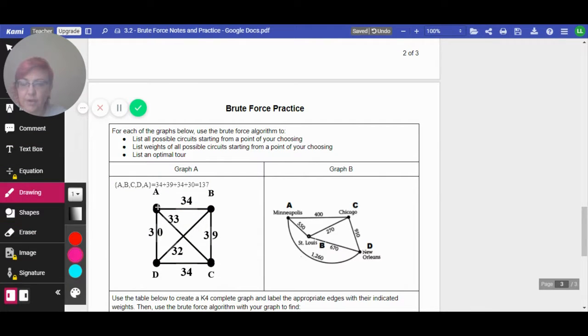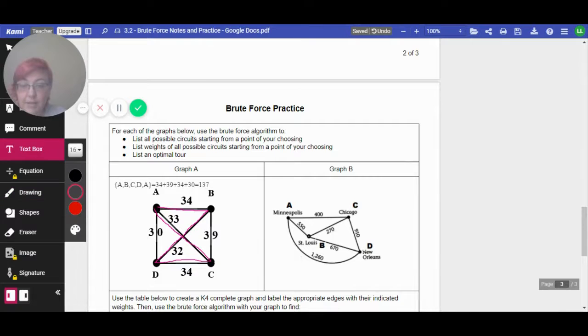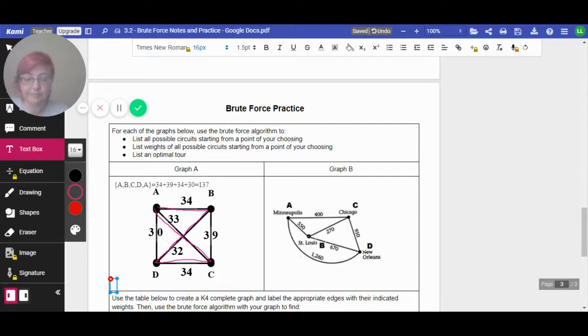I can also go from A to B to D to C to A. Where am I going to put that? I'll put that down here. And that's going to be 34 plus, sorry, Major Tom just dropped his phone, plus 34 plus 33. So 34 plus 32 plus 34 plus 33. And that's 133.